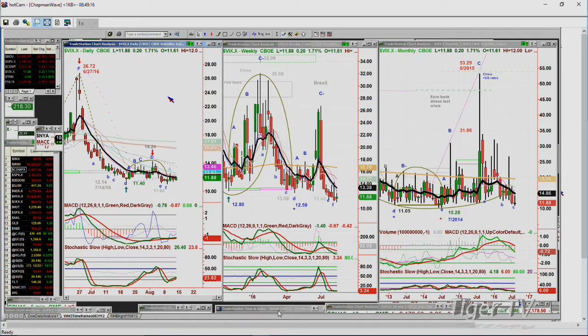So let's see, is it telling us something? Is it saying there are people out there buying insurance, and that insurance is there because they think the market's coming down next week or the week after? So we're going to be watching the VIX very closely. The pattern itself says you could bounce, but you're probably more like in an H to an M pattern.